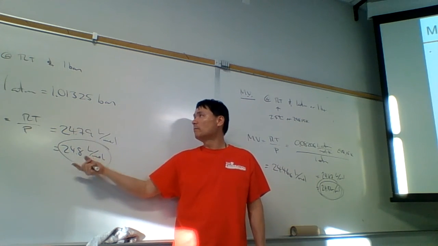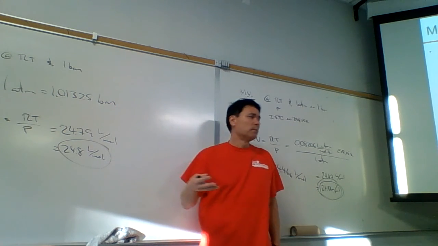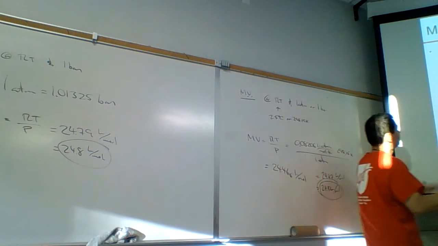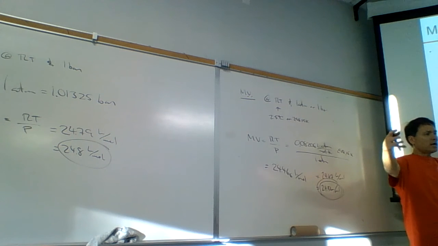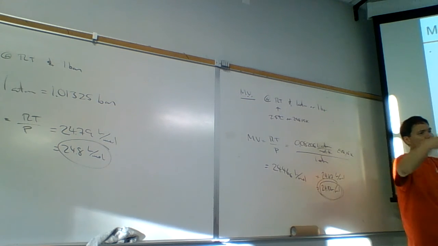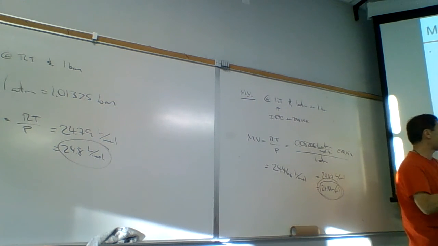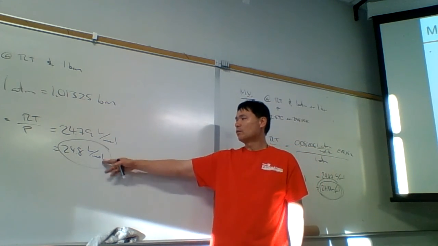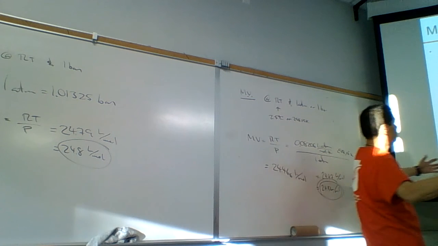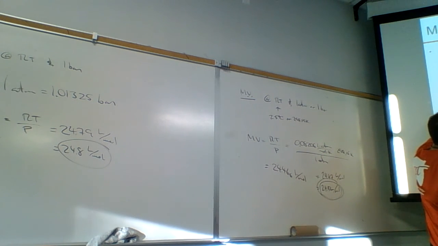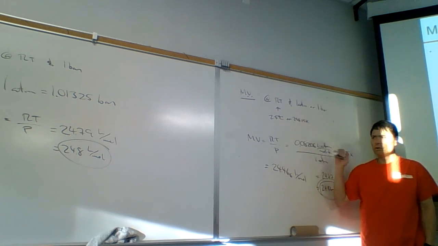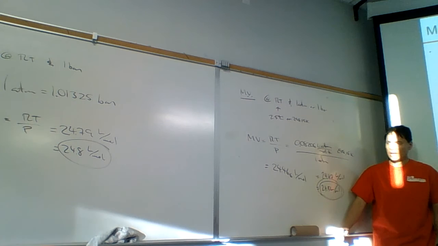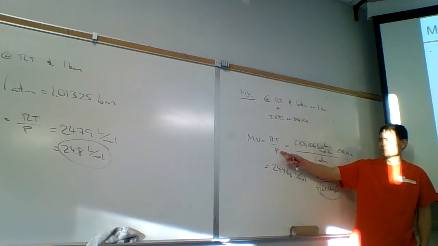And this is at room temperature. But what if we cool it down to 0 degrees C? Does the gas expand or contract? It contracts. If we go from room temperature at 24.8 down to 0, it goes to 22.7. So it contracted significantly. These are all molar volumes under different conditions, and the molar volume depends on the temperature and the pressure.